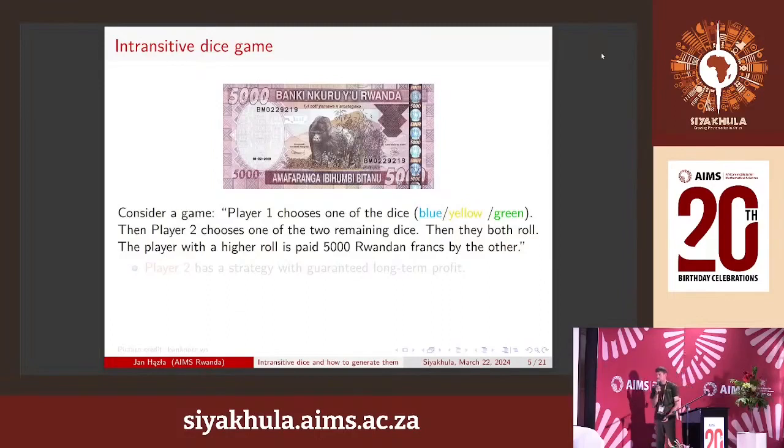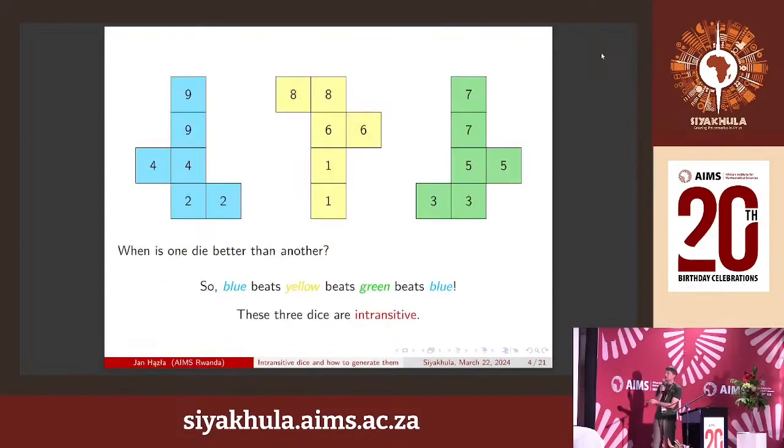Okay, maybe the main motivation for this slide is just that I can show the banknote they use in Rwanda with the gorilla. But somehow this relation has the following corollary. If you are running a casino, maybe, consider this game. Let's say that I use exactly these 3 dice.